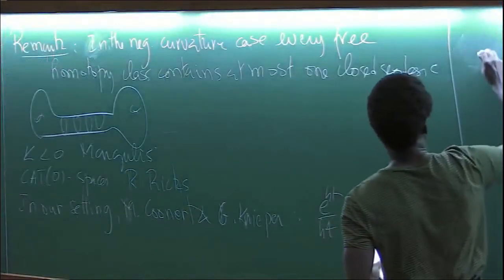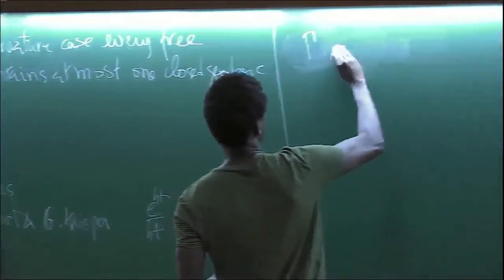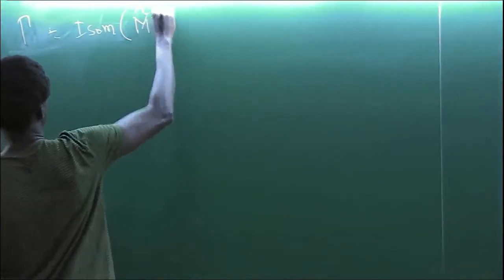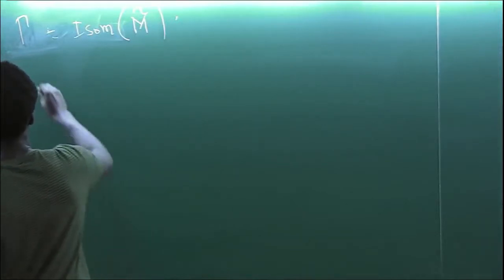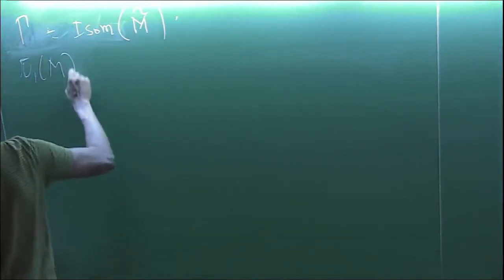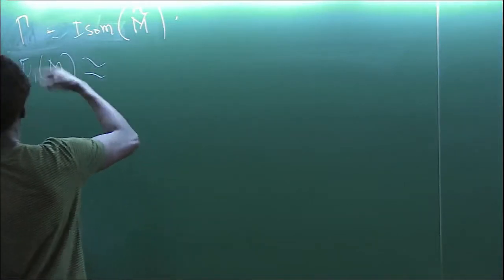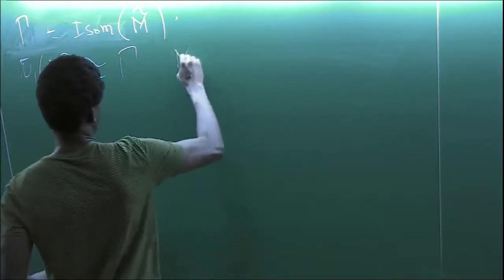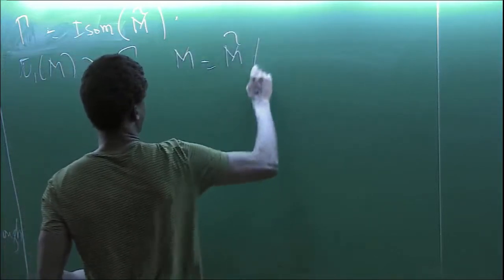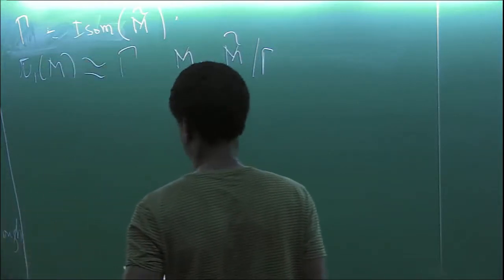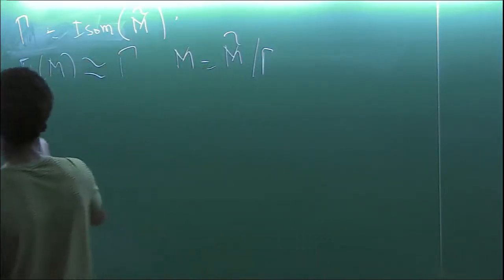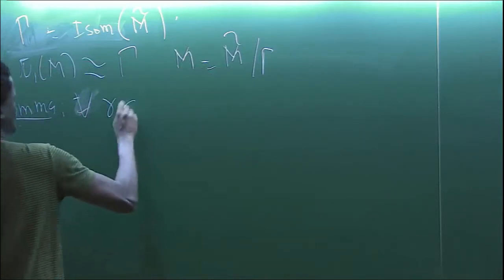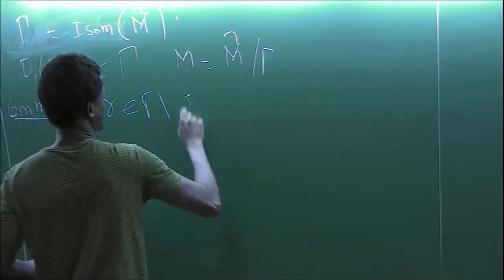So, let's denote by gamma the group of isometries of the universal cover. It's standard that the fundamental group is isomorphic to gamma, like the elements of the fundamental group act as isometries on the universal cover, and M is the compact quotient by this group of isometries, and there is this lemma that for all gamma in gamma minus the identity.